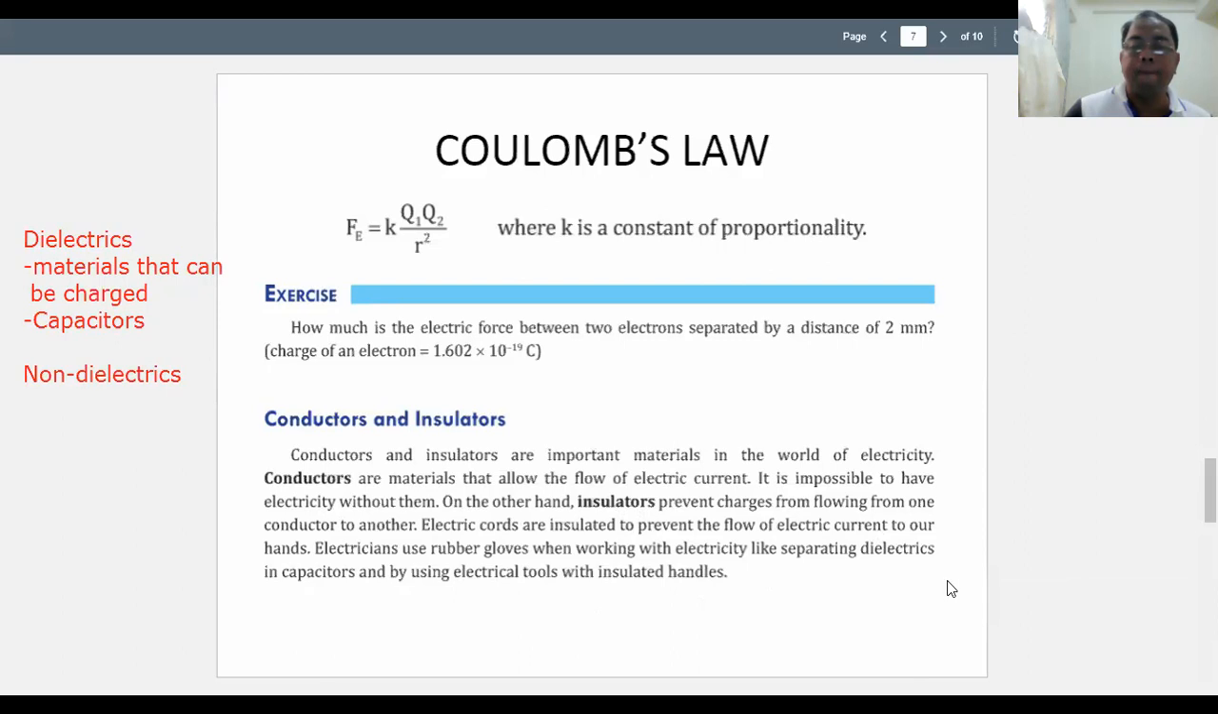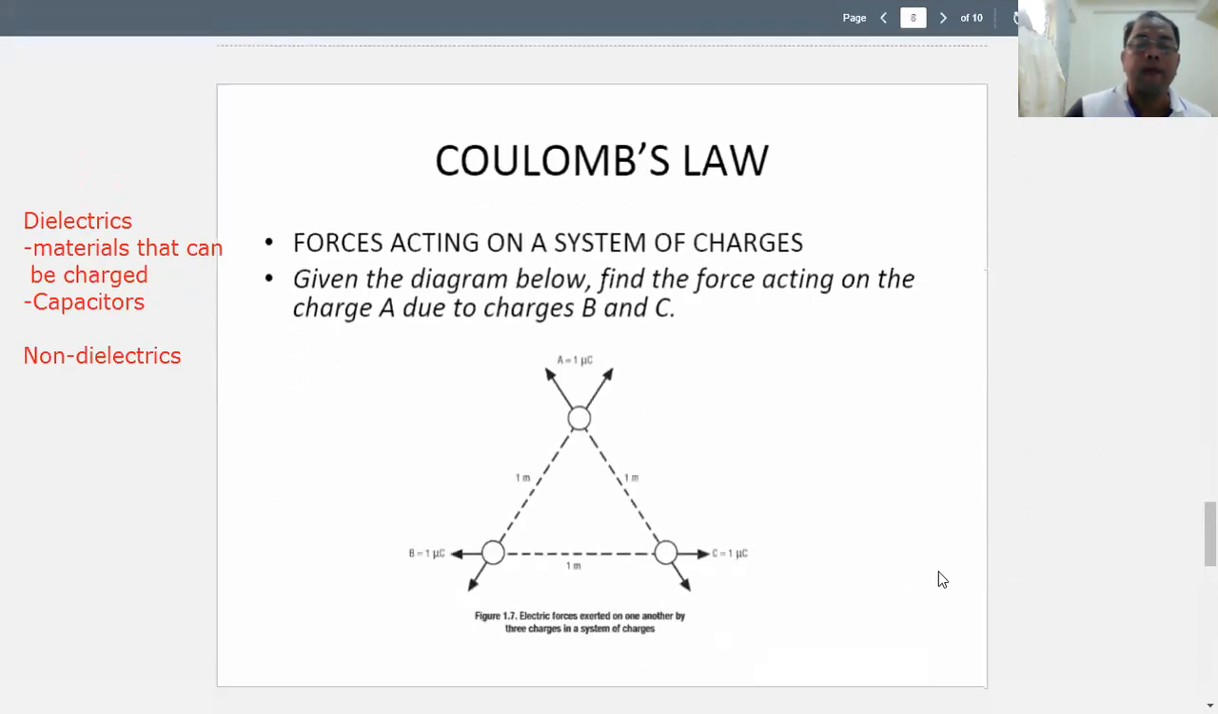Now, if we have charges arranged in this way, we have forces acting on a system of charges, and we are given a diagram below. Charge A is 1 microcoulomb, and this is how they are arranged. Maybe they are spaced equally apart, and you can imagine this as an equilateral triangle. The distances between the charges are 1 meter apart.